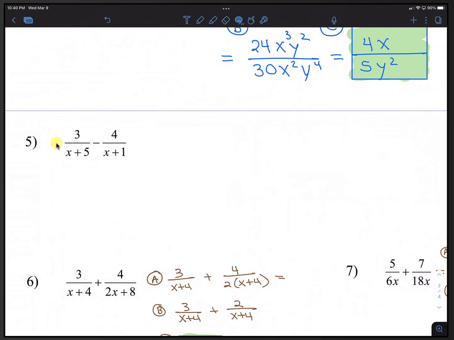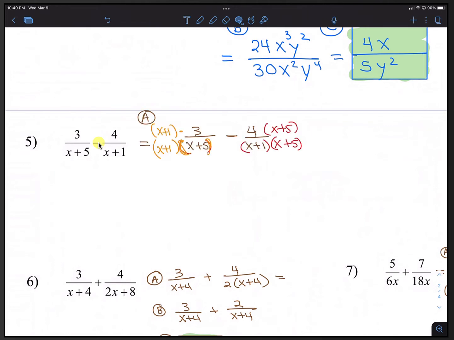All right, in number 5, we are subtracting these two fractions. So that means we have to get a common denominator. So in step A, we recognize that our common denominator is going to be x plus 5 times x plus 1. So in the first fraction, the x plus 1 is missing, so we'll multiply by x plus 1 on the top and bottom. In the second fraction, x plus 5 is missing, so we'll multiply the top and bottom by x plus 5.